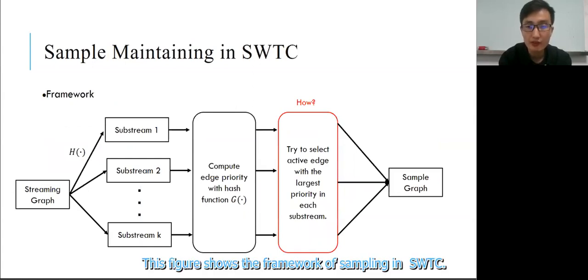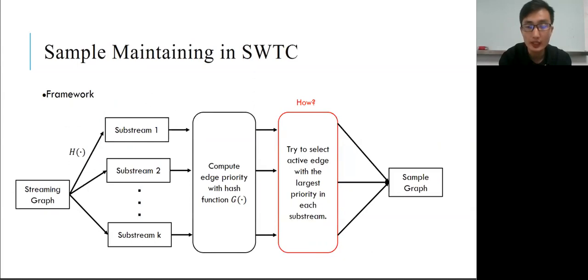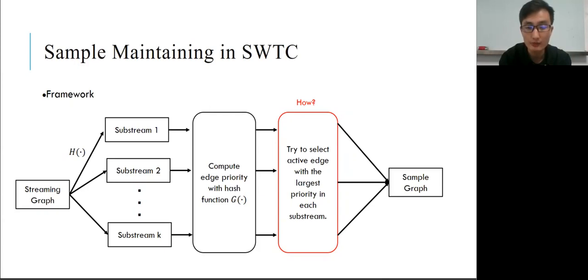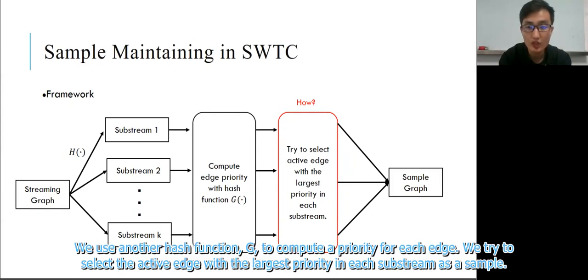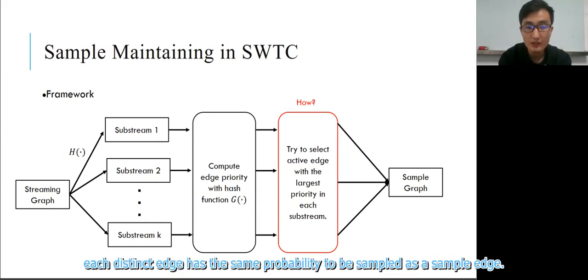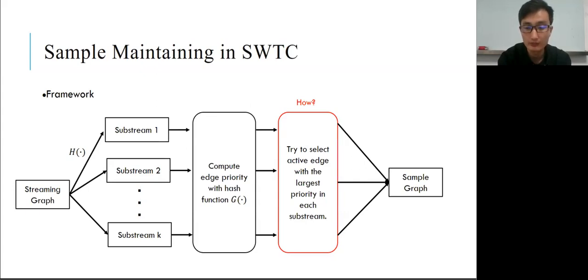This figure shows the framework of sampling in SWTC. First, we use the hash function h to split the streaming graph into k substreams. We use another hash function j to compute a priority for each edge. We try to select the active edge with the largest priority in each substream as a sample. The partition of the substreams and computation of priority are all performed with hash functions. Each distinct edge has the same probability to be sampled as a sample edge.